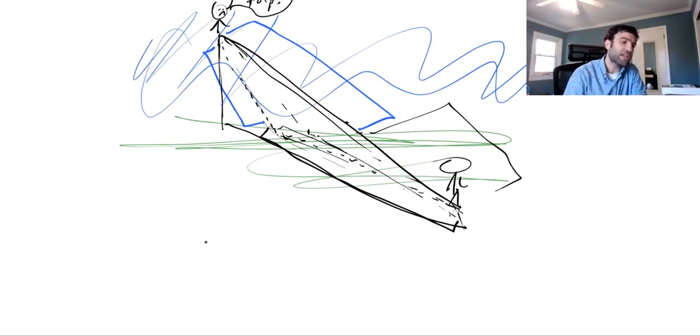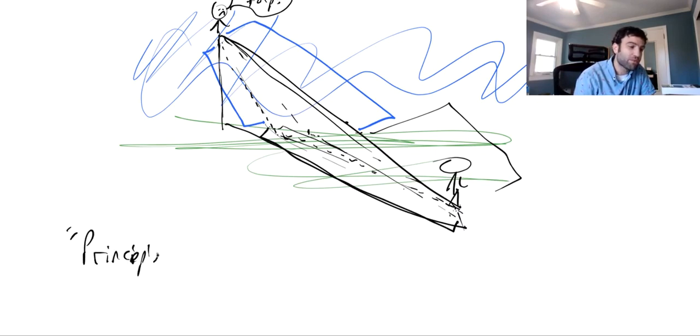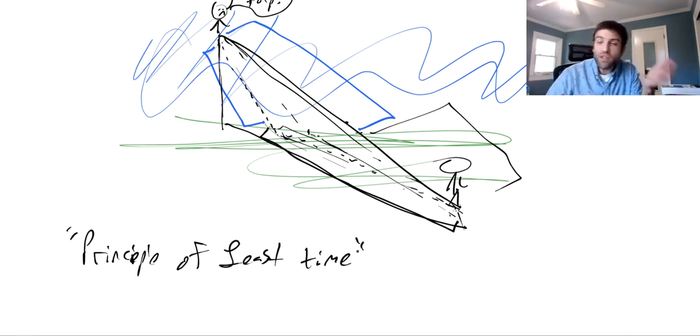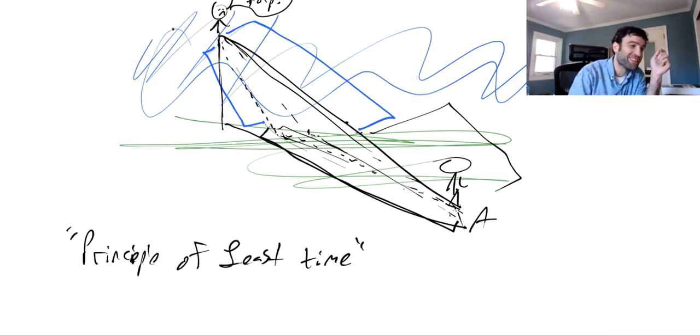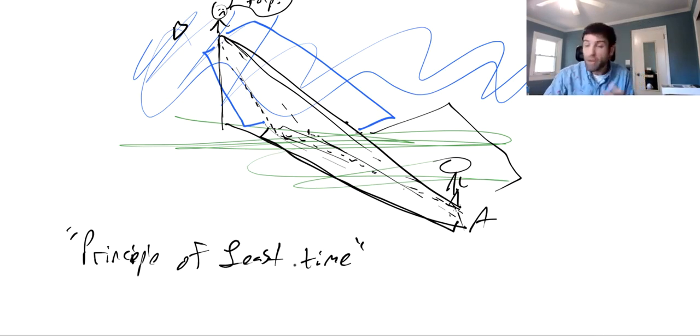Right. So the idea here, which we might call a principle of least time, is that what you're trying to do is not minimize the distance that you're traveling to get from point A to point B, but rather you're trying to minimize the time that it takes to get from point A to point B. And if that's your goal, then the precise path you should take depends on how fast you move as you're going through any different substances, A and B.